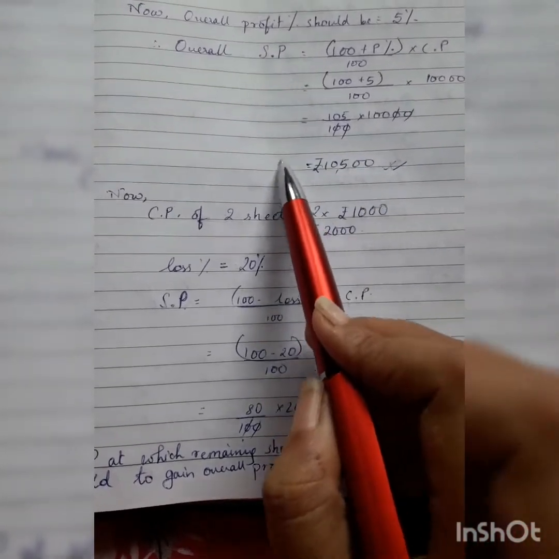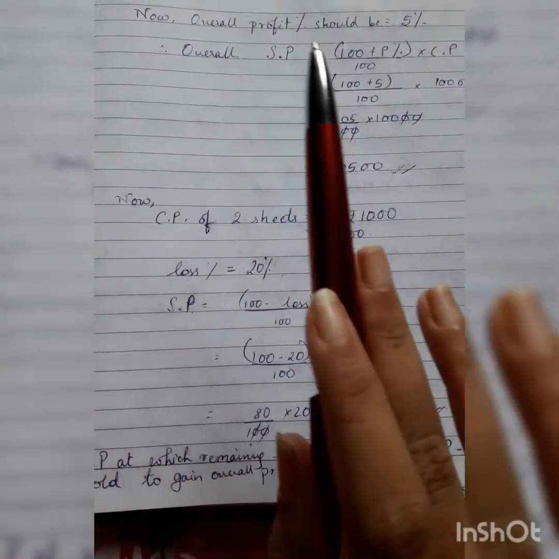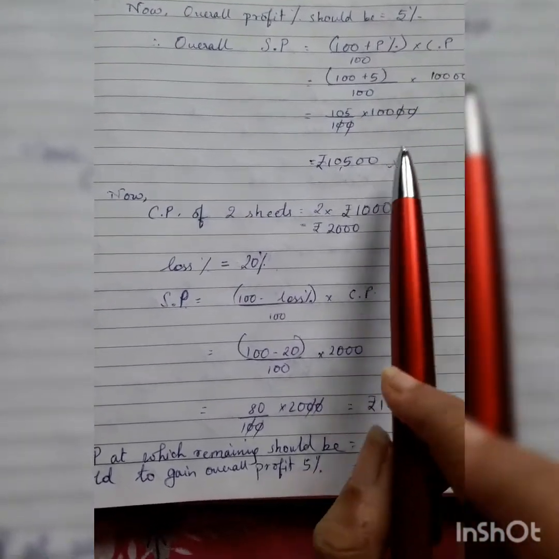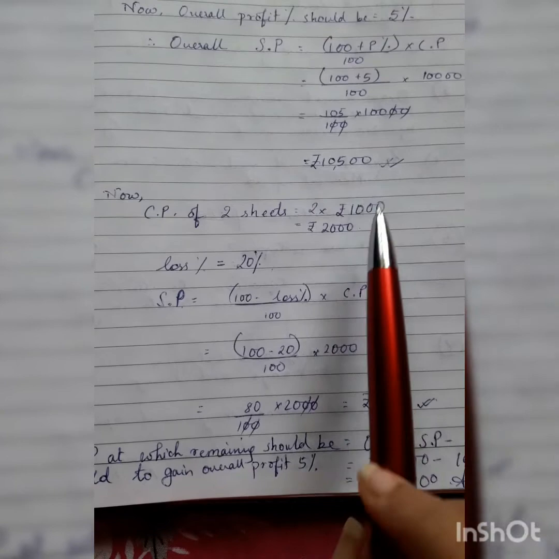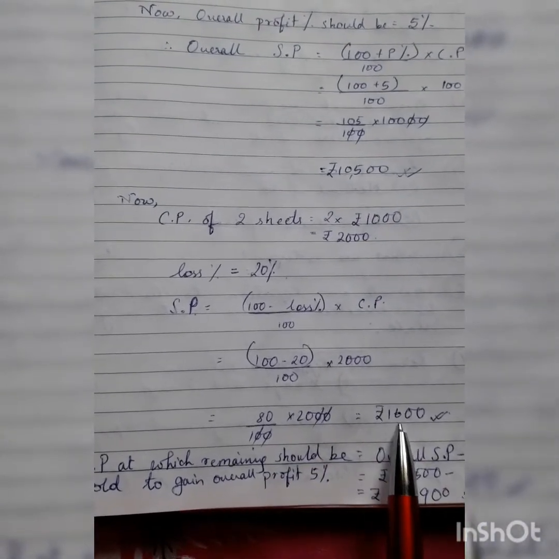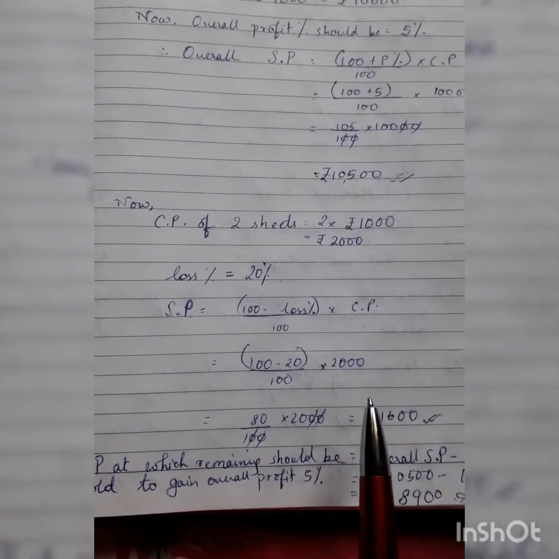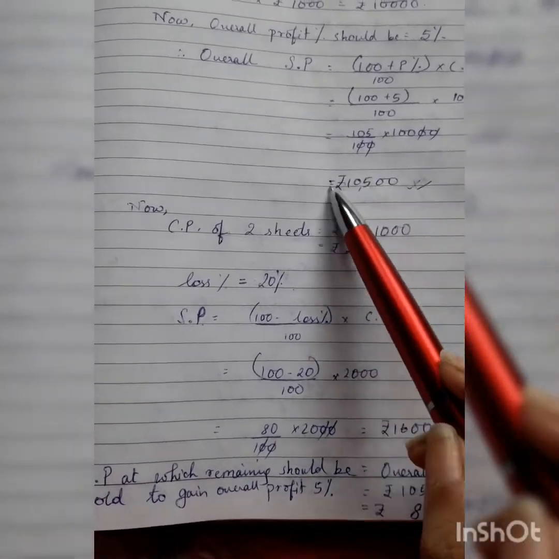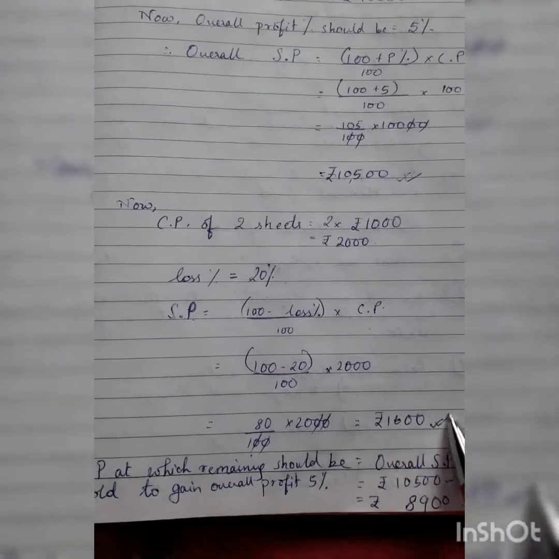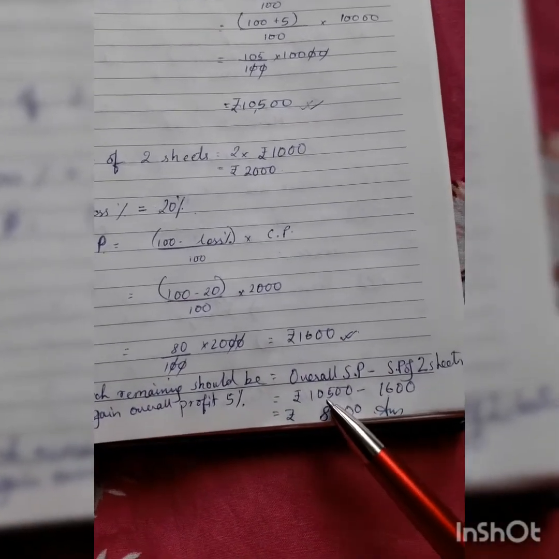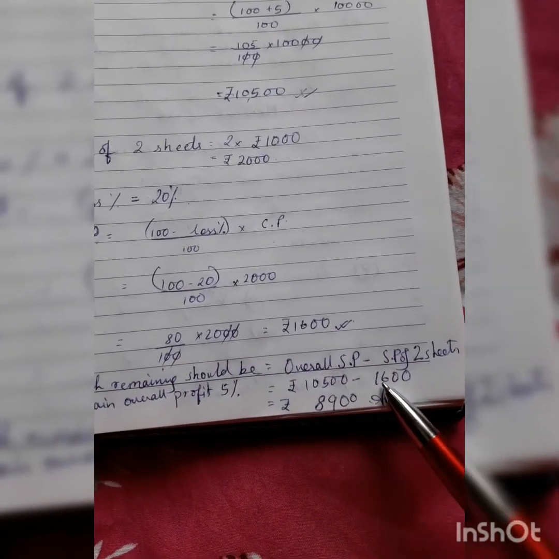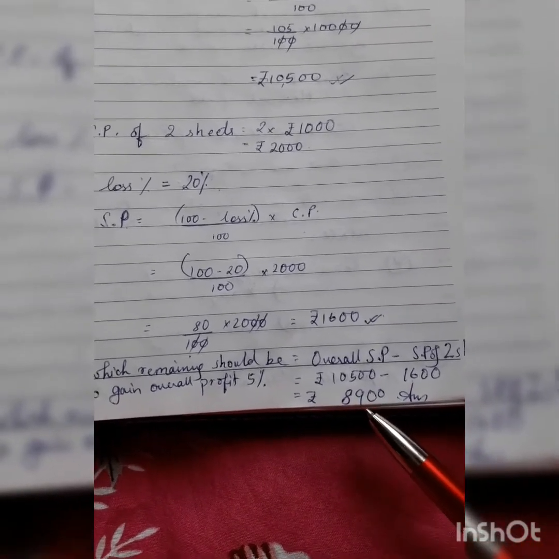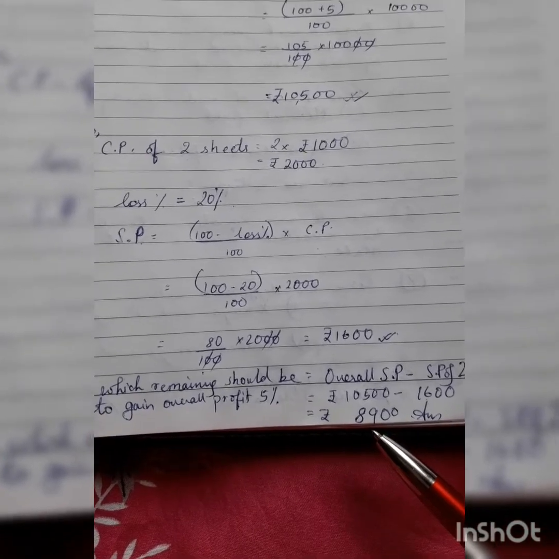Now overall SP is this, total SP, overall means total. Total SP is this, I have found out. To gain 5%, total SP should be this. SP of the 2 sheets has come out as this. So SP of the remaining 8 sheets should be this total minus these 2 sheets. So that is how I am getting rupees 10,500 minus 1600 equals rupees 8,900 is the SP of the remaining 8 sheets.